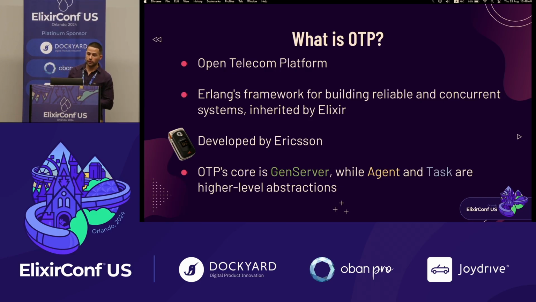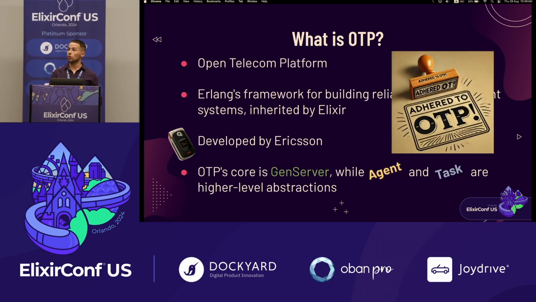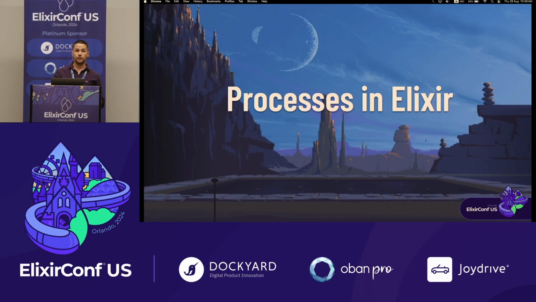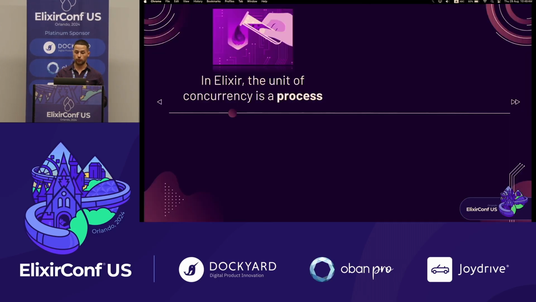Finally, we can say that the OTP core is GenServer, while Agent and Task are high-level abstractions. So what does this really mean? GenServer was created in the first place for OTP. On the other hand, while Agent and Task are not part of OTP, strictly speaking, they both follow the same functionality and way of working of OTP, so we can say that they both adhere to OTP. Okay, that was a little about OTP, so now let's see how processes actually work in Elixir.